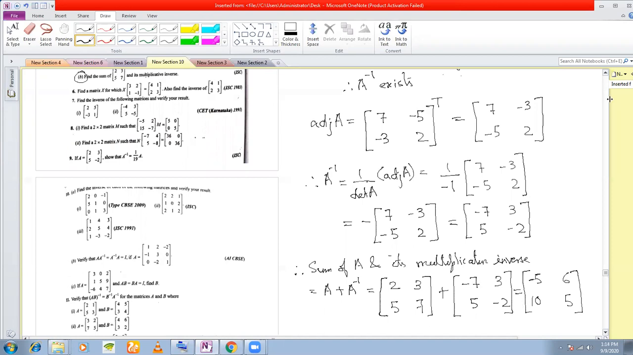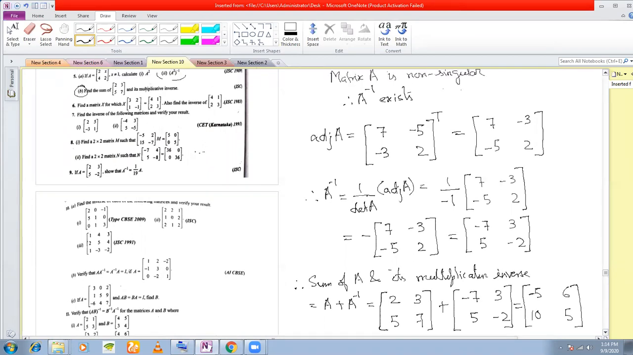That is what you had to do in number 5. Remember this, make a note in your copies that inverse and multiplicative inverse of a matrix are the same, they are synonymous.